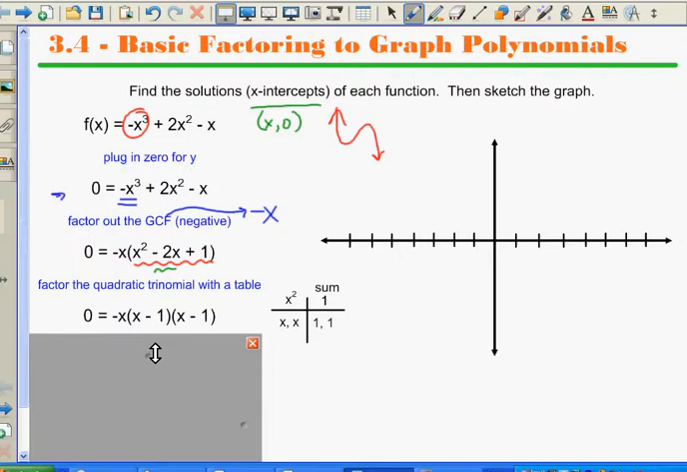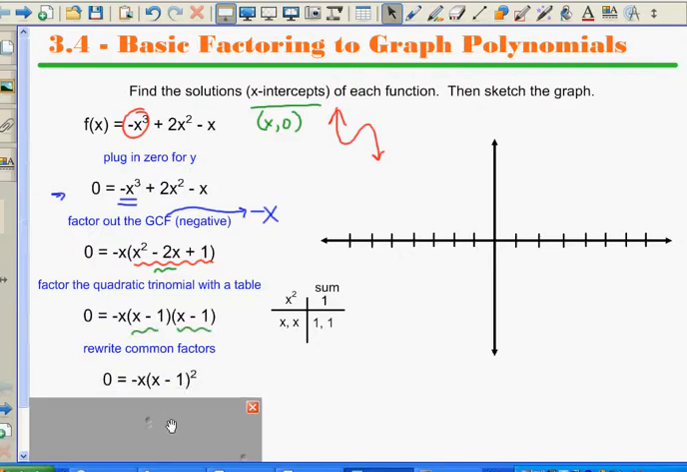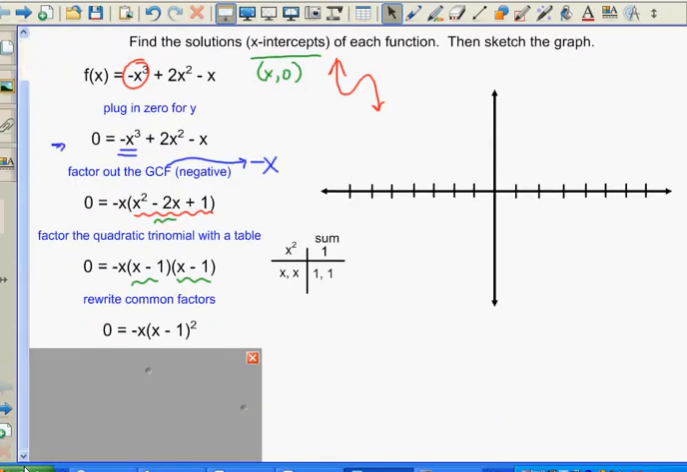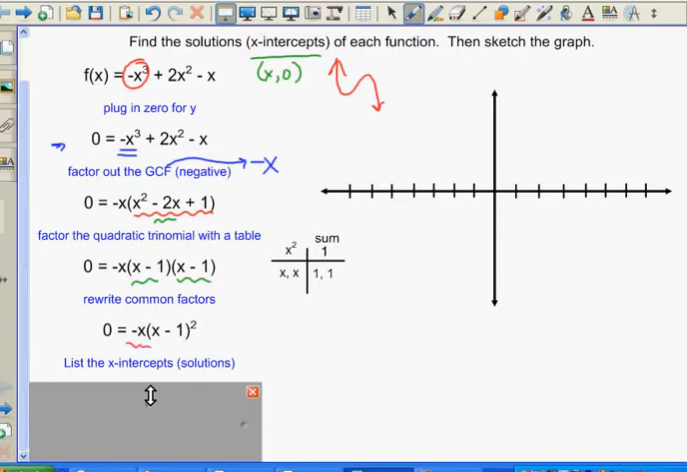The next step, it really helps us to rewrite any factors that we have in common. So x minus 1 and x minus 1, it's really more helpful to see that as x minus 1 squared, because then we know we're going to have a bounce there, right? Anytime we have a square, that's a bounce. And then the last step would be to find the actual x-intercepts. So we've got two factors. When is negative x equal to 0, and when is x minus 1 equal to 0? Those are our two factors.